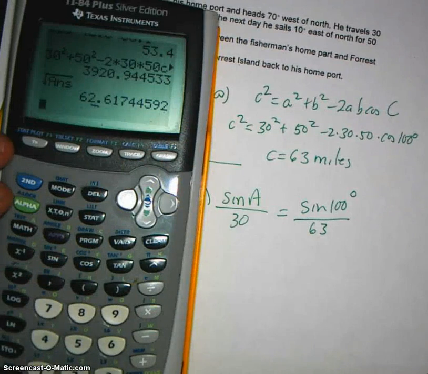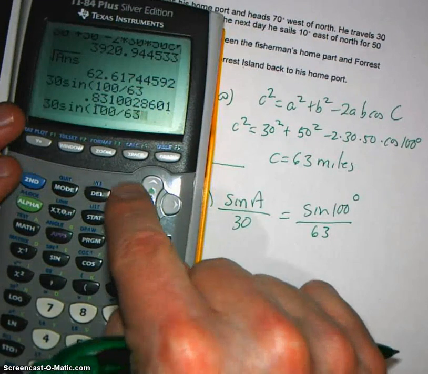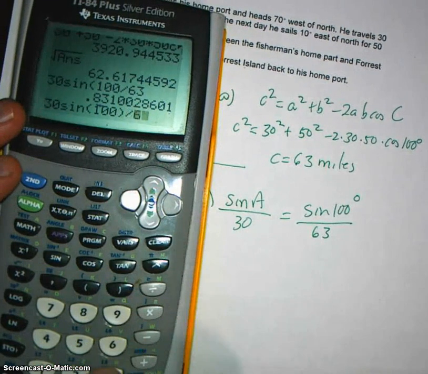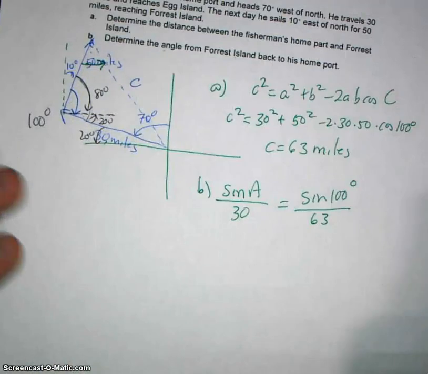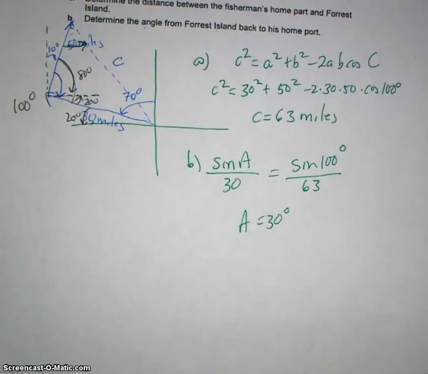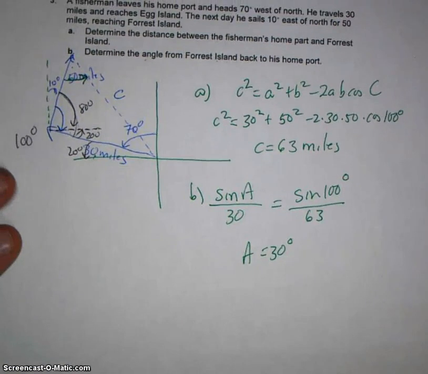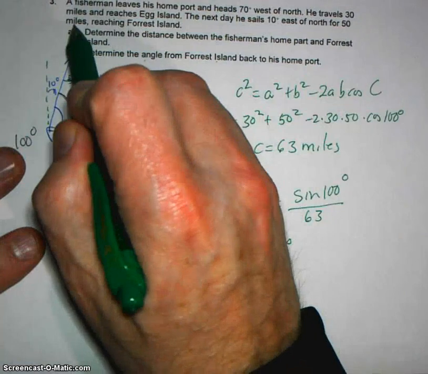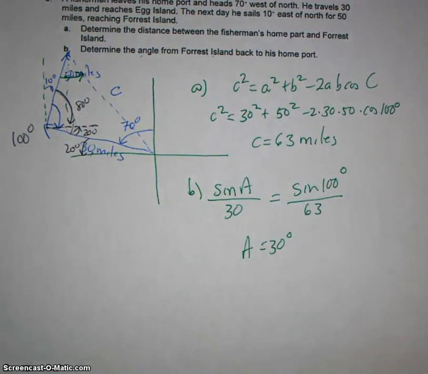So that would be 30 sine 100 divided by 63. Oops. Forgot to close my parentheses there. Divided by 63 and do sine inverse. So it's 30 degrees. So it's 30 degrees from the direction he was going. Might be an interesting question to ask. What angle is that from due north? I'm not sure right off the top of my head, and I'm just about out of time. So that might be something you want to consider on your own.